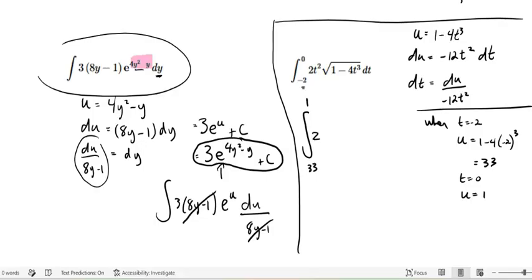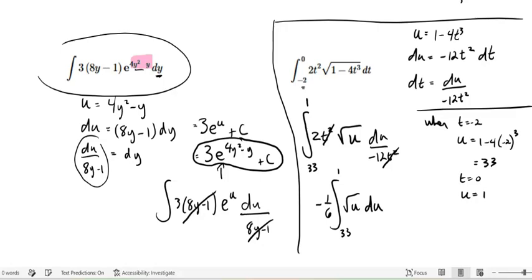And then I have 2t squared, square root of u, dt, which is this thing, du over negative 12t squared. Then I clean it up. 2 over negative 12 is negative 1/6. Integral from 33 to 1 of square root of u, du. Okay, and I'm done with these bounds. I don't have to worry about them anymore because I just changed them. I changed everything over to u.